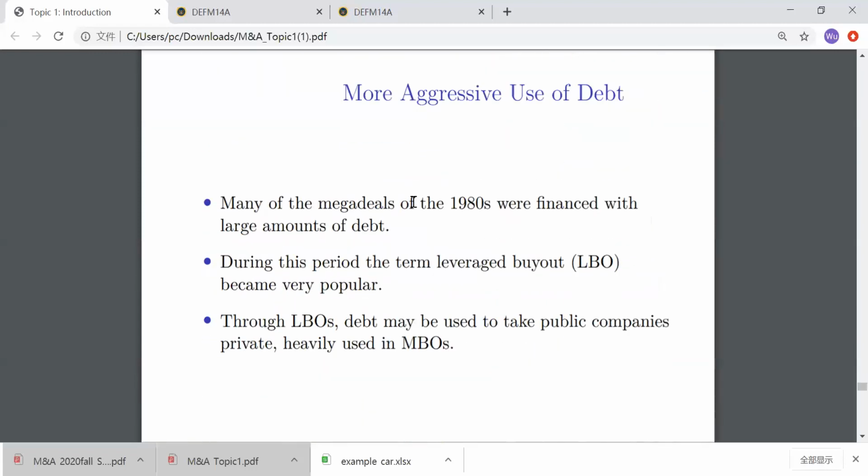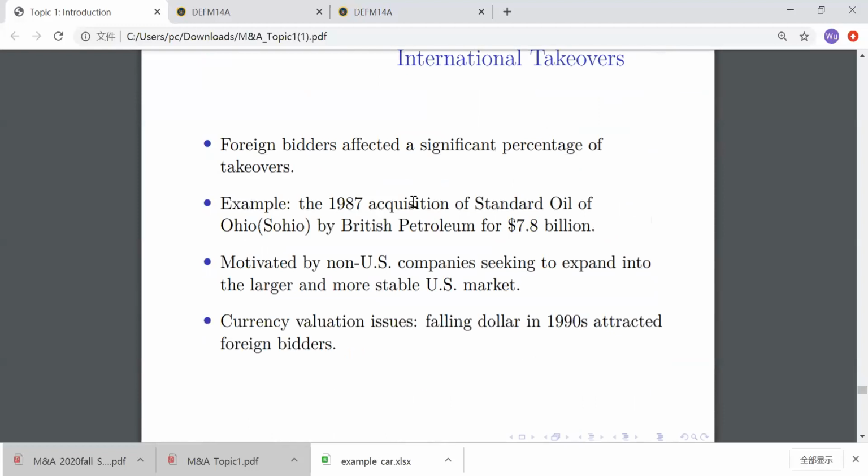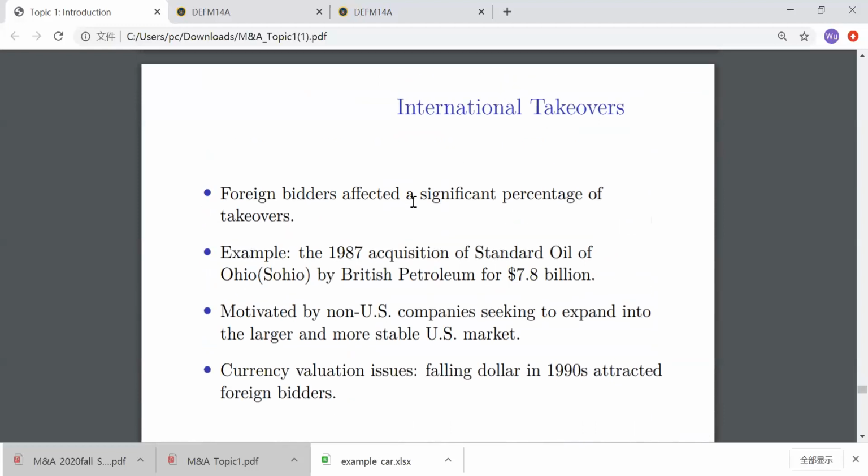Meanwhile, there's more aggressive use of debt. This is the time when leveraged buyouts first became very popular. In those LBOs, debt is used to take public companies private, and they're heavily used in MBOs, management buyouts.